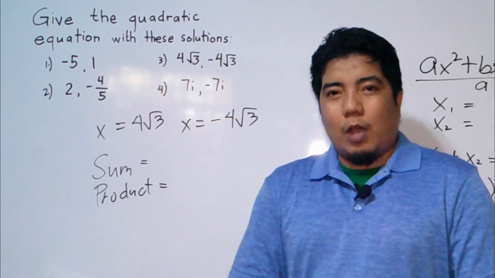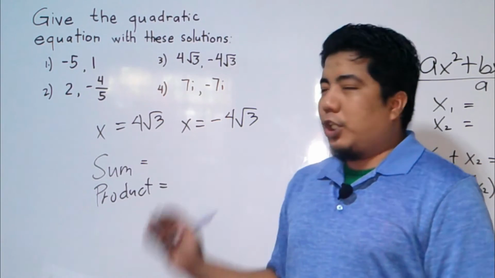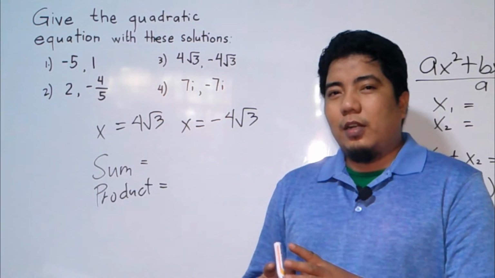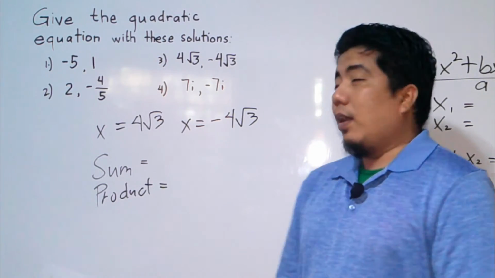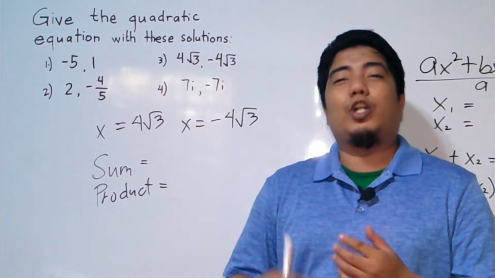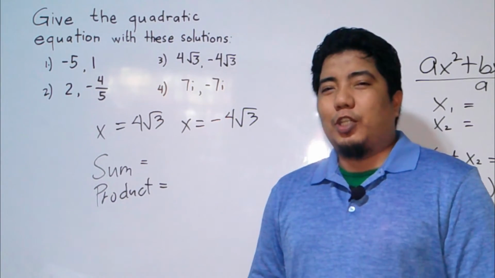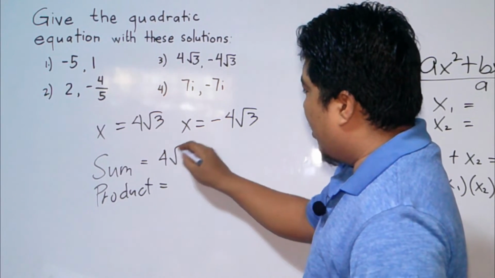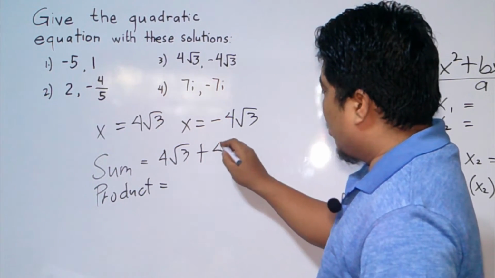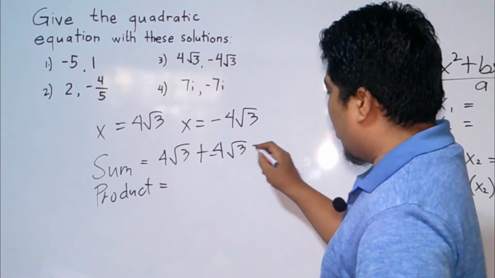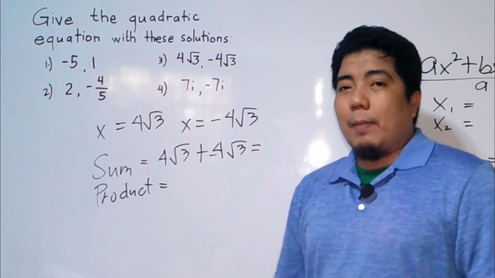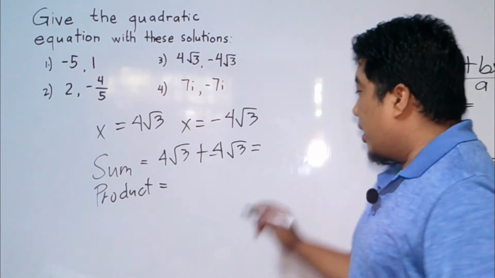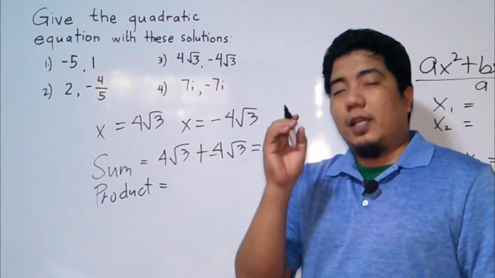Okay, math learners, we are now at our third example, which is x is equal to 4 square root of 3 and negative 4 square root of 3. We will use the sum and product in order to obtain the quadratic equation of this solution. Okay, so first we add the two solutions. Remember this, math learners, that if you are adding two numbers that are opposite of each other, the result will always be 0.